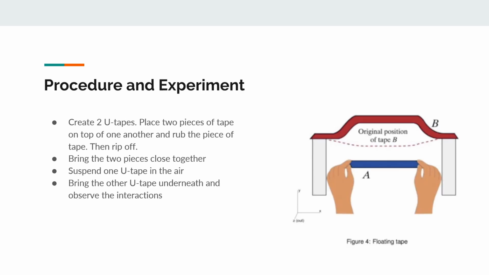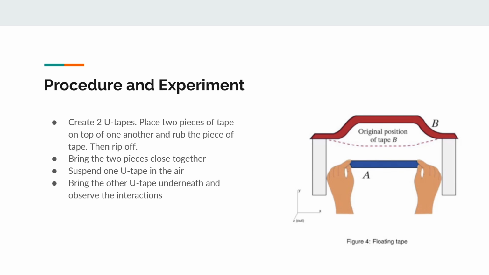Now, as for the procedure and experiment, we have to first create two strips of U-tape. To create one strip of U-tape, you take two pieces of tape and stack them on top of one another. For the top piece of tape, you bend one end into a U, then you stack them on top of each other, rub the two pieces of tape against one another, and then rip it off. The actual ripping is what gives the charge to the piece of tape. You repeat this process to get the second piece of U-tape.